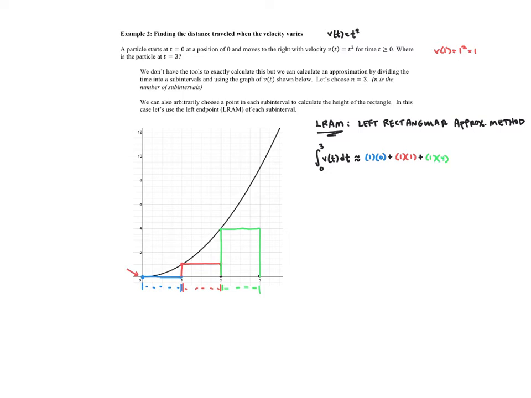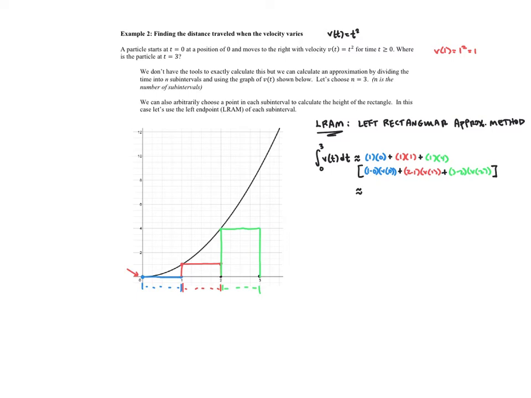So really what I have here is 1 minus 0, that's the width of the interval, times v of 0, plus 2 minus 1 times v of 1, plus 3 minus 2 times v of 2. That's exactly what I'm calculating here. Now, I don't need that there. I'm just showing you the details of how I got the values that I did.